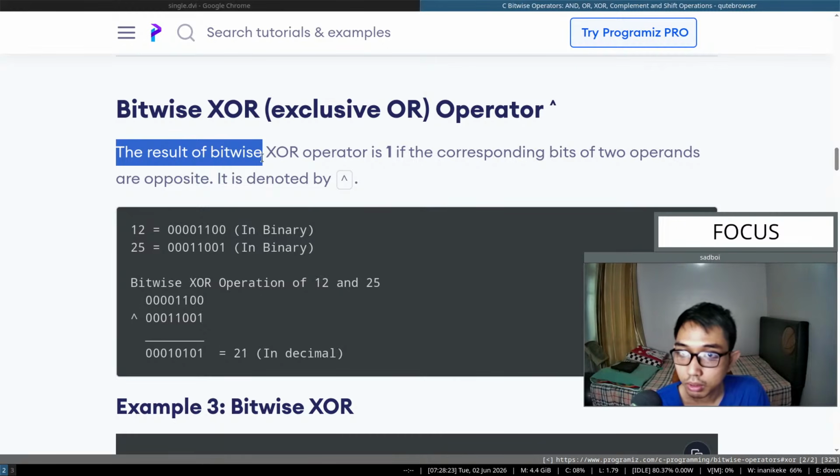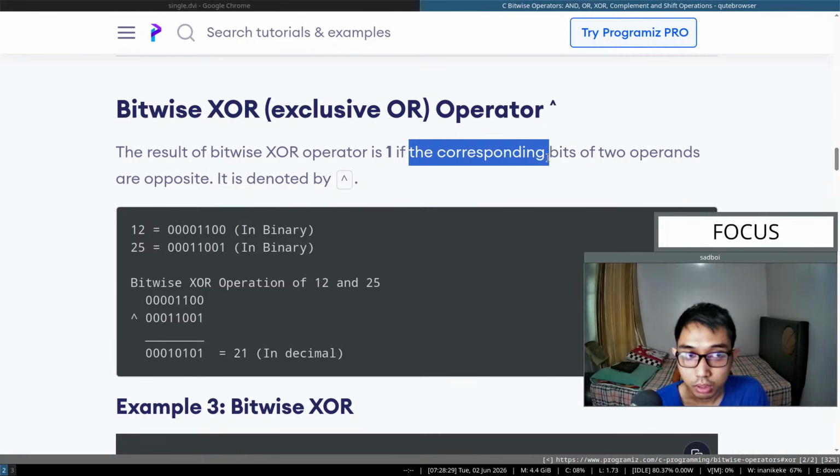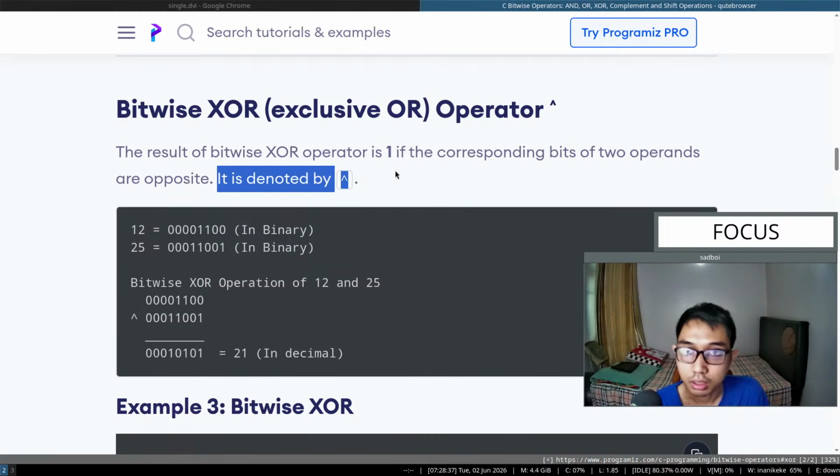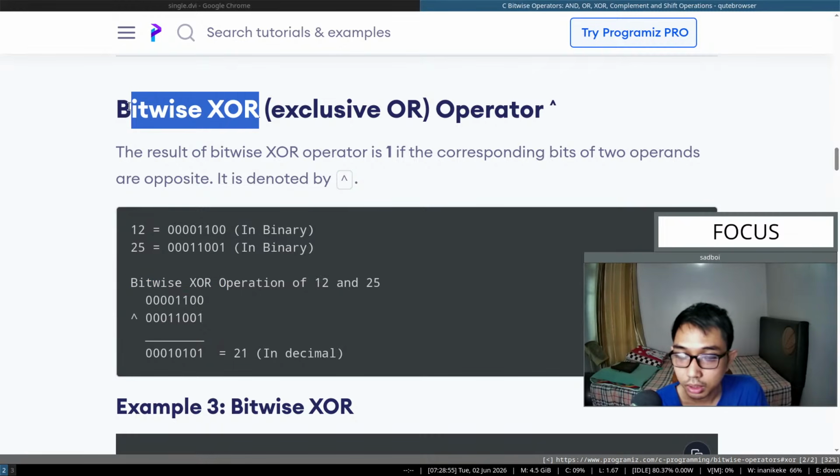The result of the bitwise XOR operator is 1 if the corresponding bits of two operands are opposite. It is denoted by, okay, usually I'm using the caret symbol for the power, I guess. Power symbol, but it looks like this is the representation for the bitwise XOR. Okay.